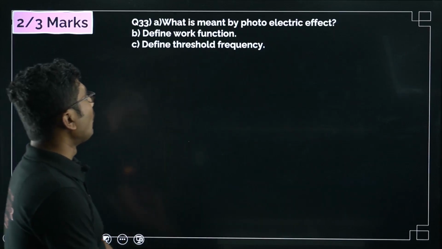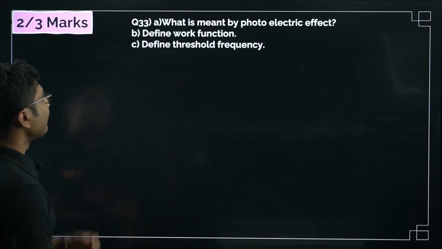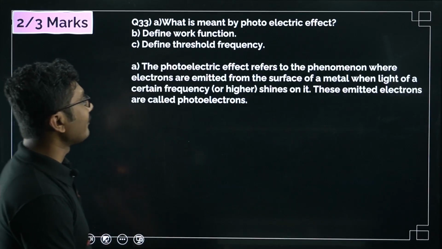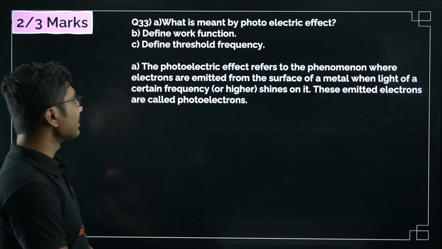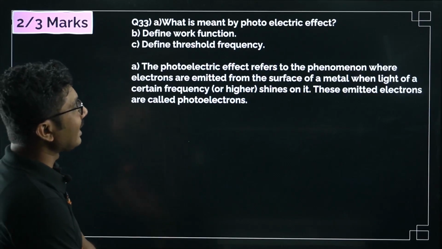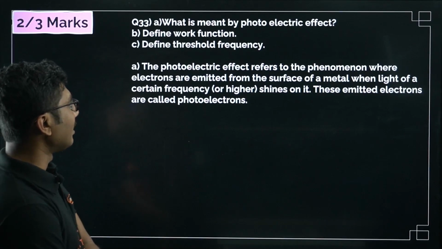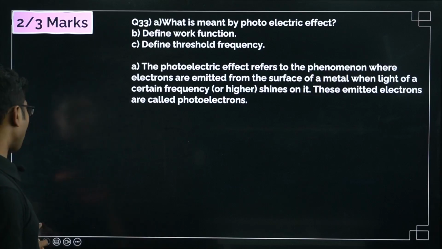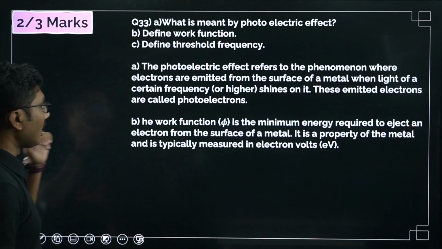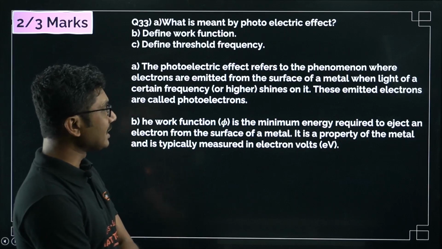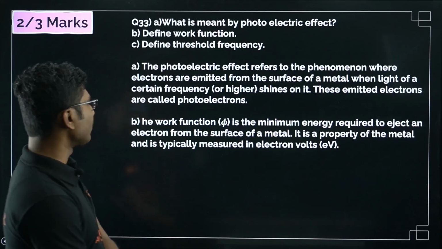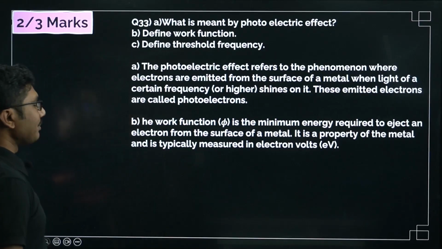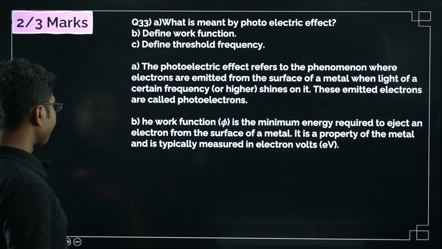Okay, what is meant by photoelectric effect? Define work function, define threshold frequency. So the photoelectric effect refers to the phenomenon where electrons are emitted from the surface of a metal when light of a certain frequency or higher shines on it. These emitted electrons are called photoelectrons. Next is the work function phi, the minimum energy required to eject an electron from the surface of the metal. It is a property of the metal and typically measured in electron volts, eV.